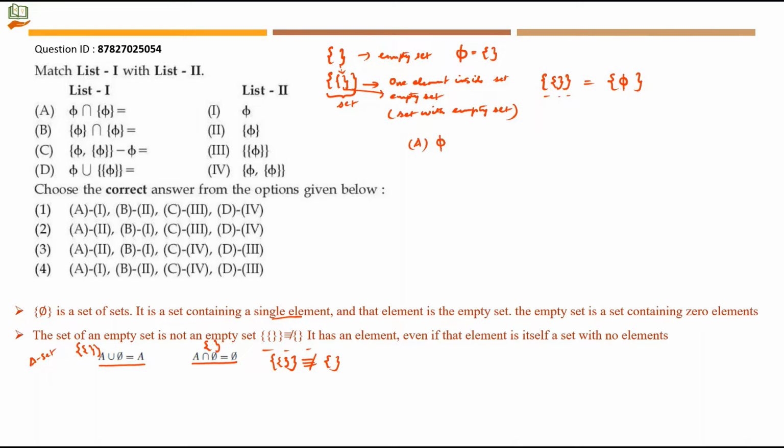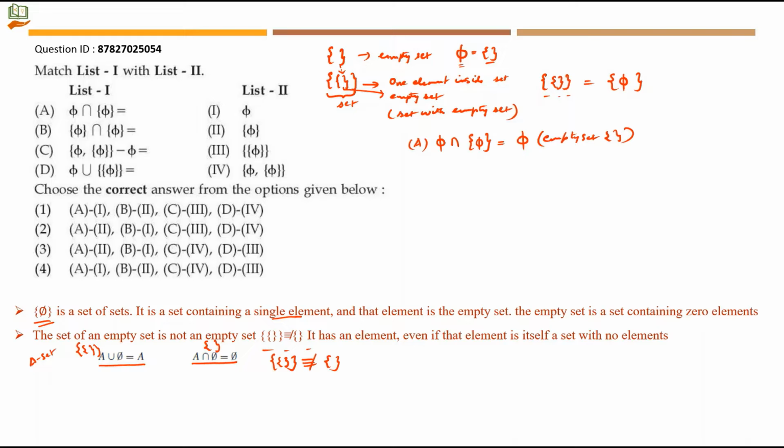The first symbol is phi, which says it's an empty set. Empty set intersection, we have a set with empty set. This is almost similar to A intersection phi. So phi stands the same, and instead of A we have a set with empty set as described here. So what is the result of A intersection phi? It is phi only.